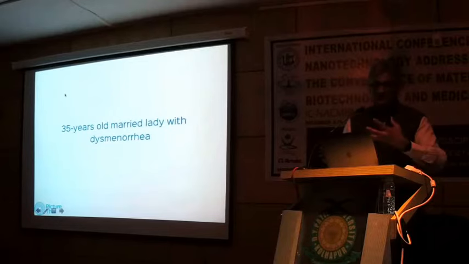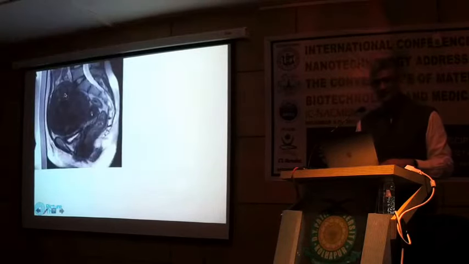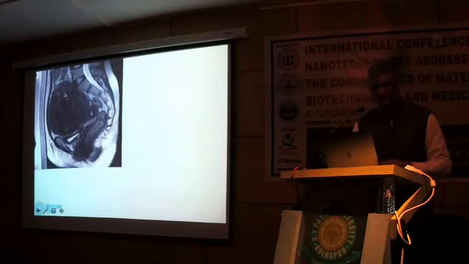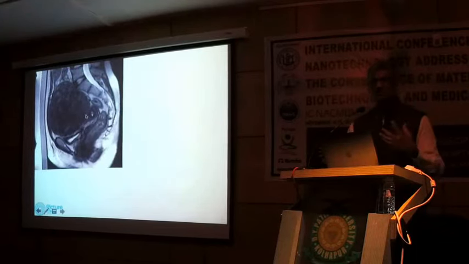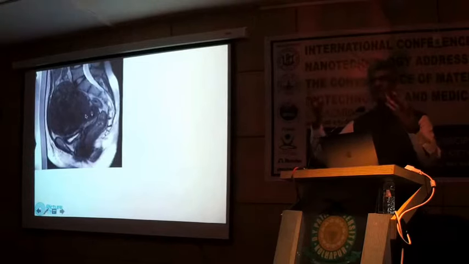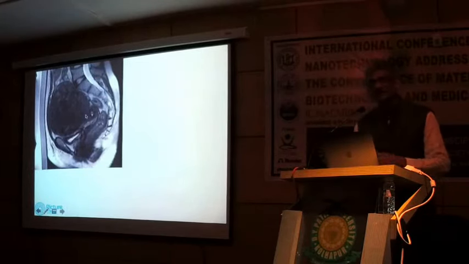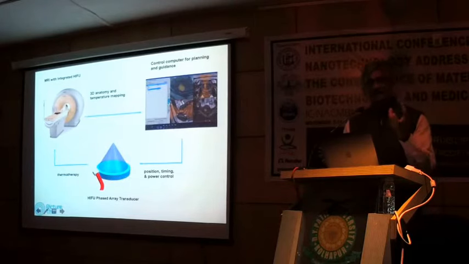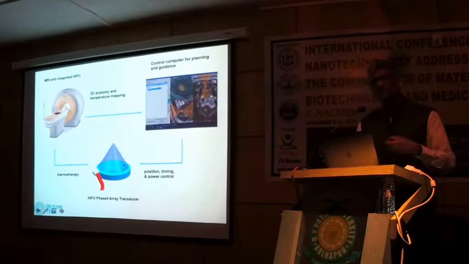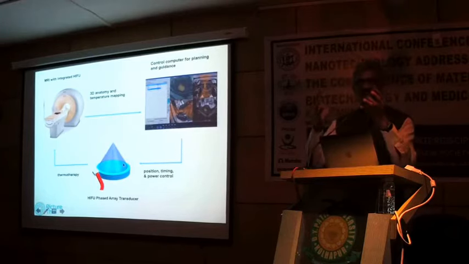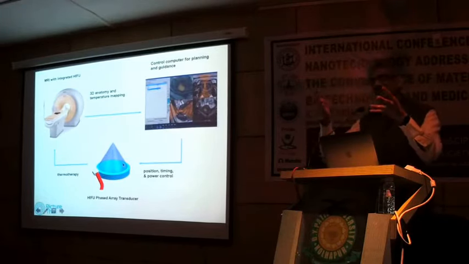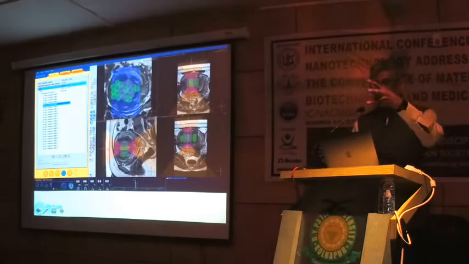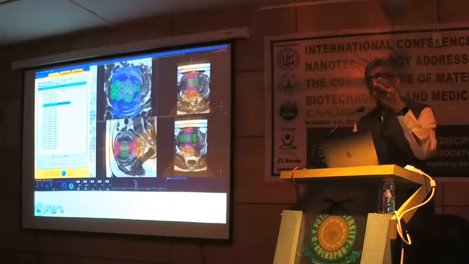Let's look at treatment. So this is a 35-year-old lady with dysmenorrhea, that is essentially painful menstruation. This is an MRI that shows a large fibroid, or women would know what fibroids are in the uterus, right? Now, on an MRI scanner, if we load a transducer that generates high intensity focused ultrasound beams, we can direct these beams into the fibroid and burn it.